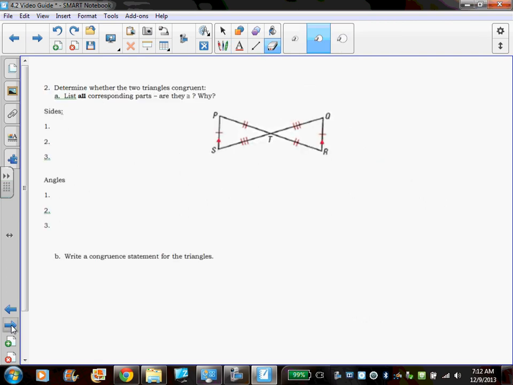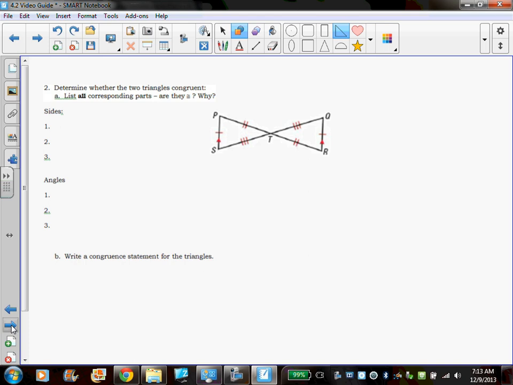Next up, we need to determine whether or not the two triangles are congruent. And at the moment, the only way we can do that is if we know that all the sides are the same length and that all the angles are the same size. So what we need to do is identify all of them, and we need to figure out why they're congruent. The sides are going to be really easy for this one because they tell us everything we need to know.